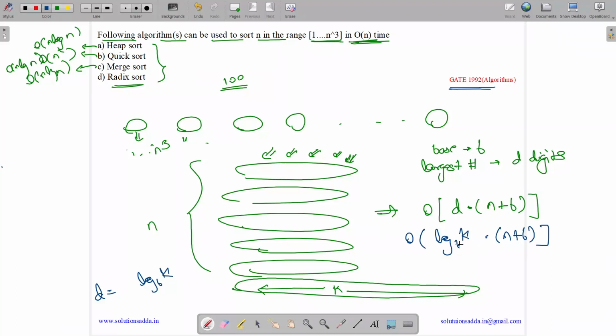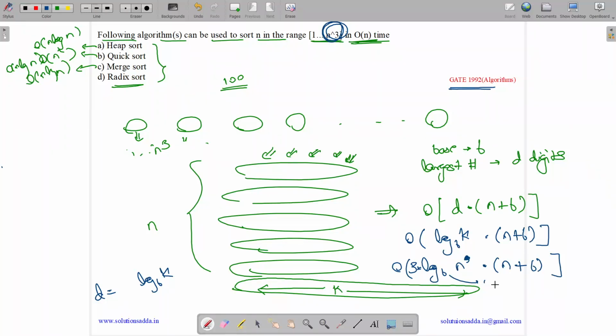Now here we are given that the largest number is in the range of 1 to n cube. So it can go at max to log base b of n cube into (n plus b). If we want to reduce it, what value of b should we take? b should be taken as large as possible. So the 3 will come down, and we will have 3 into log base b of n.